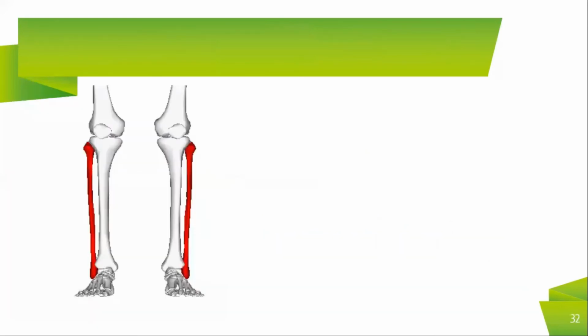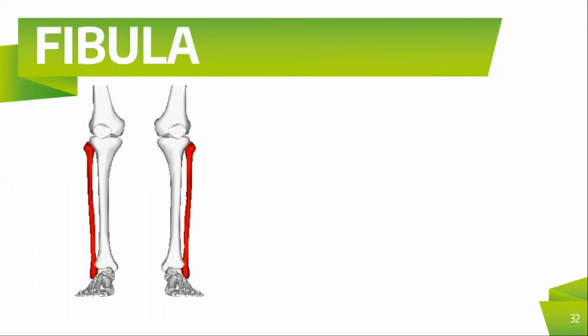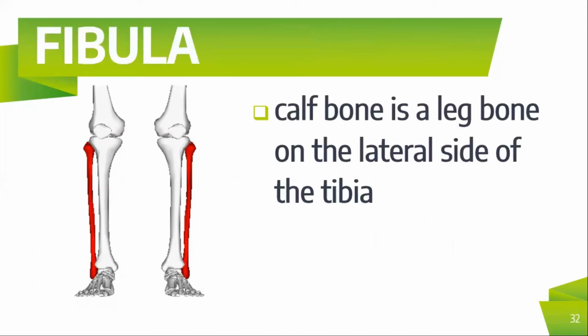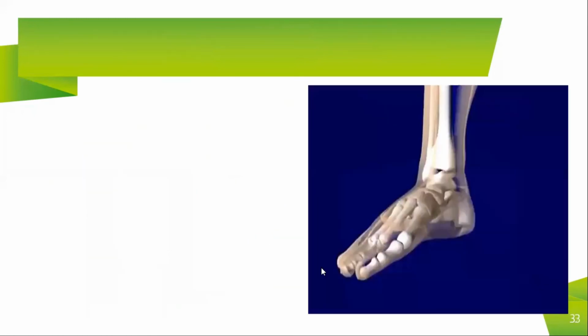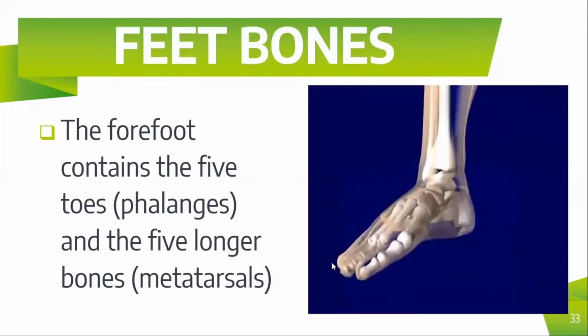Aside from the tibia, we have the fibula. It is the calf bone. The calf bone is a leg bone on the lateral side of the tibia. It is the slenderest of all of the long bones. Then finally, we have the feet bones.